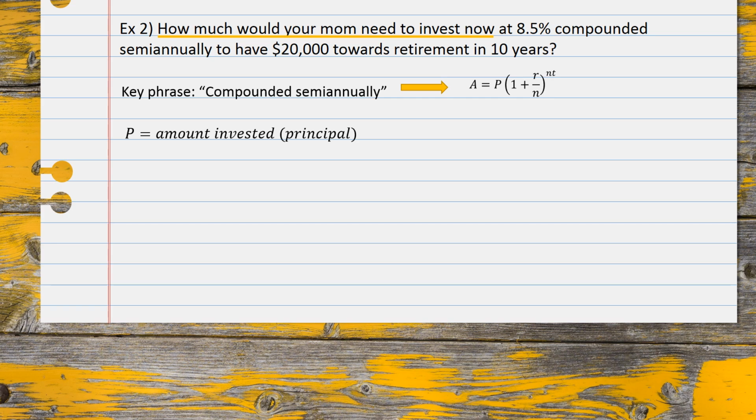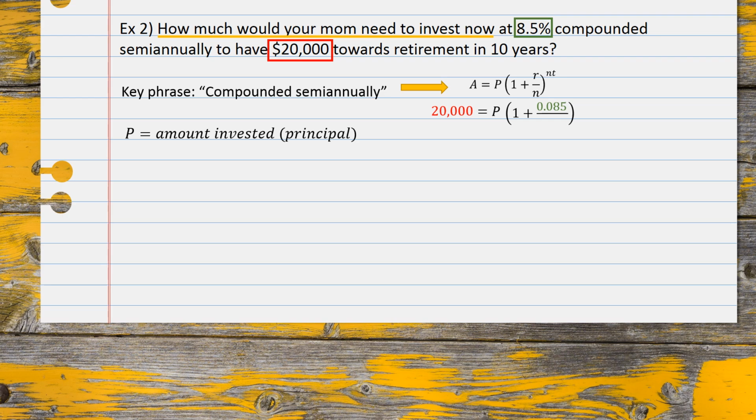So now that we know what we're looking for, let's plug in the correct values. A represents your ending amount. Well, notice she wants to have $20,000, so that takes the place of A. P is your initial investment. Notice that's what we're trying to find, so P will stay. We keep the 1 plus, and now we're ready to find our R value. R is your interest rate, which in this case is 8.5%. But we cannot keep it in percent form, we must change it to decimal, which becomes 0.085.